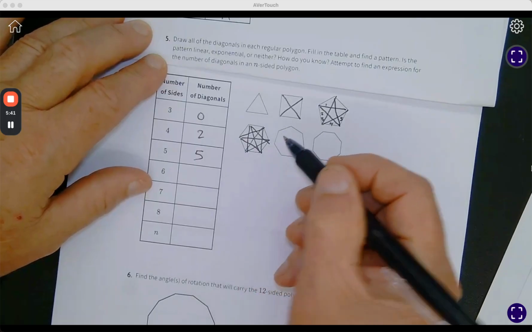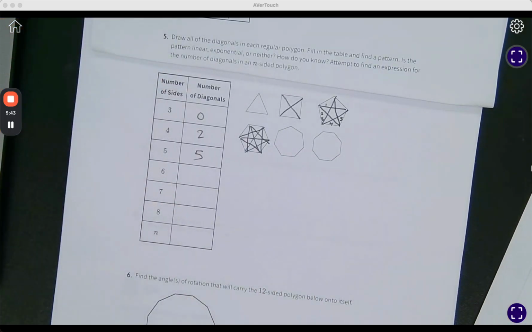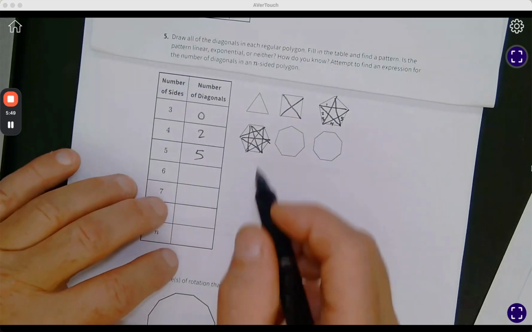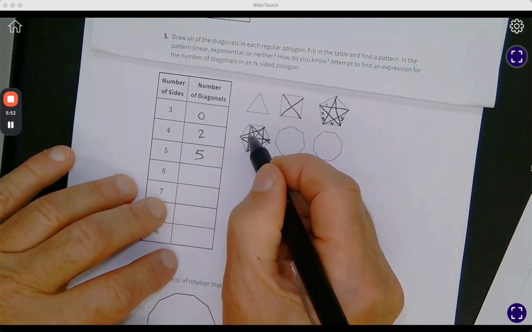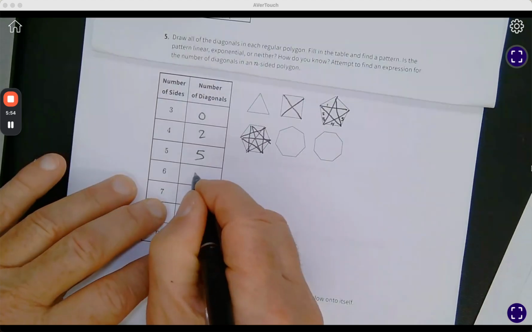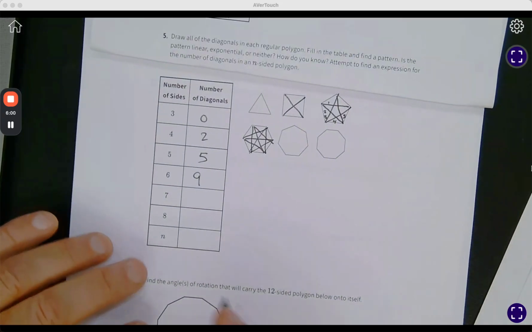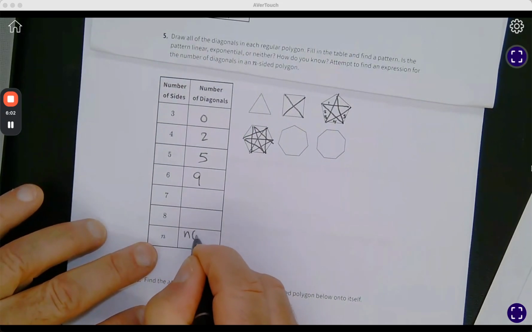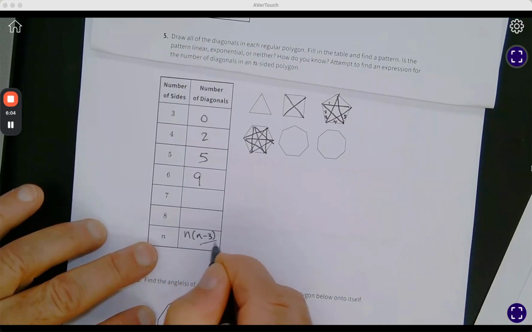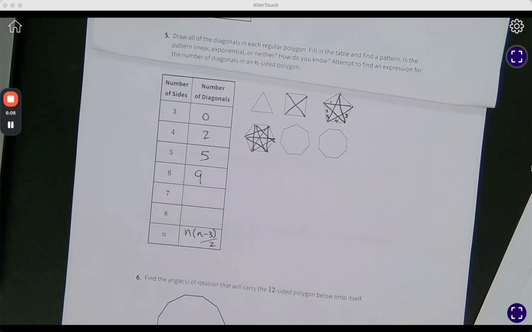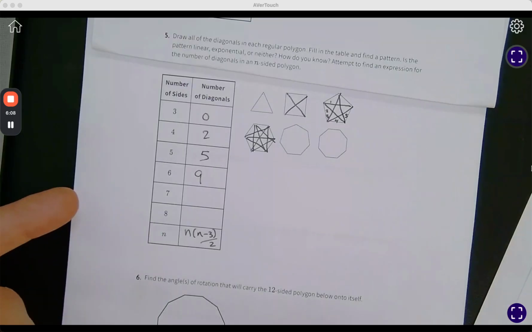So the diagonals are going to be 9 on this one. 1, 2, 3, 4, 5, 6, 7, 8, 9. Yeah, so there's 9. Okay, let's see if we can come up with a pattern. I think for an n-sided polygon, it's going to be n times n minus 3, divided by 2, where n is the number of side lengths the polygon has.